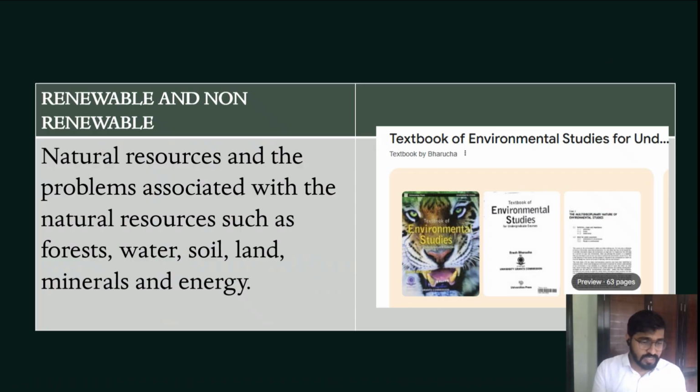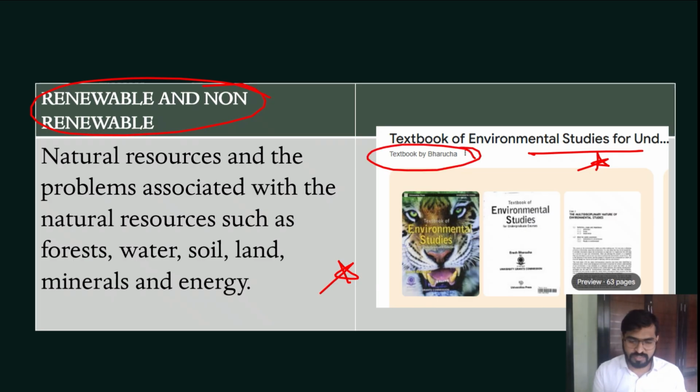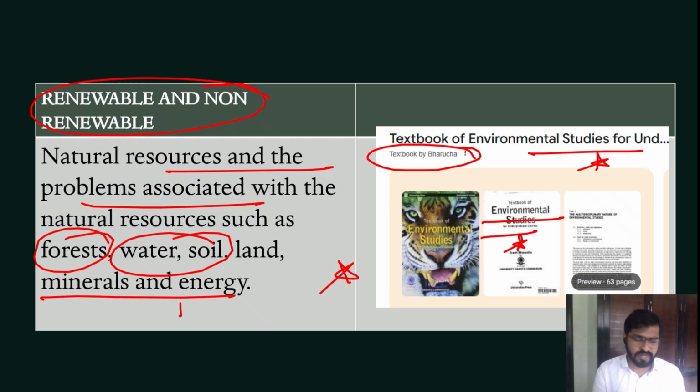And coming to the renewable and non-renewable section, for this you can refer to A Textbook of Environmental Science for Undergraduates by Bharucha. You can get this easily on the internet. There you can get natural resources and the problems associated with natural resources such as forest, water, soil, land and mineral resources. But it will be a little vague, and based upon your interest, we are trying to take classes on our app and all.